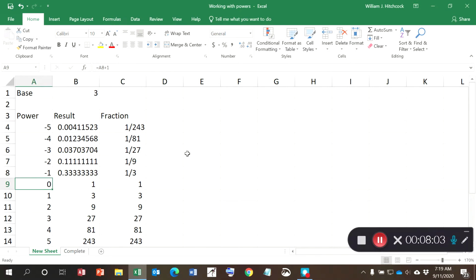3 to the 0 power is 1. 3 to the first is 3. 3 squared is 9. 3 cubed, 27. 1/3, 1/9, 1/27th. It's taking 1 divided by 3 to the third, and so on. We'll try the fourth.